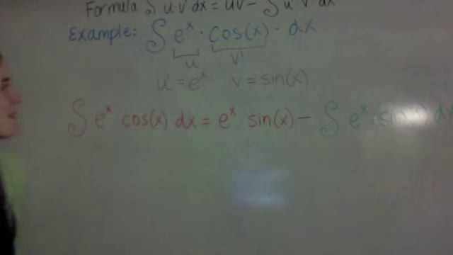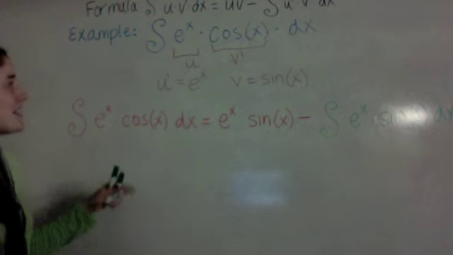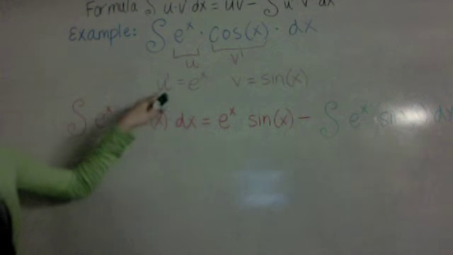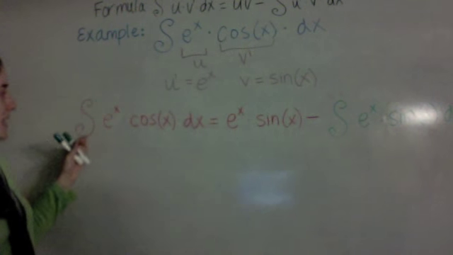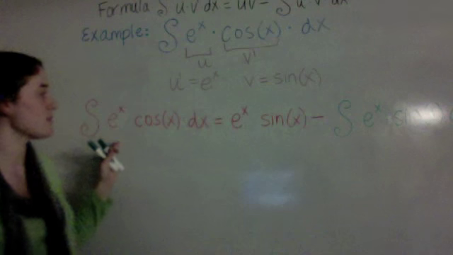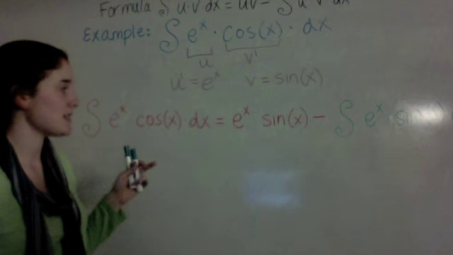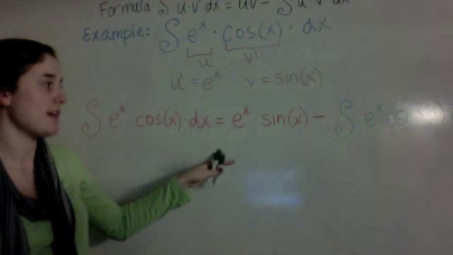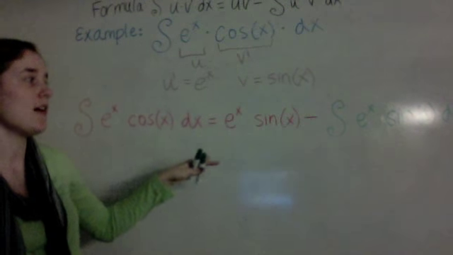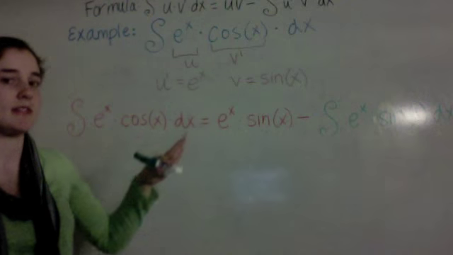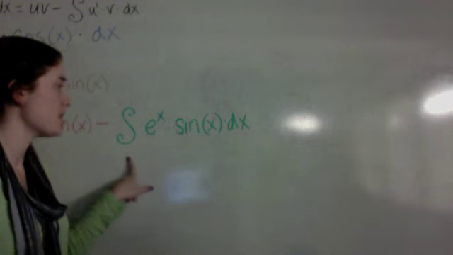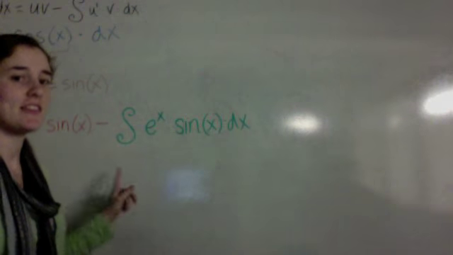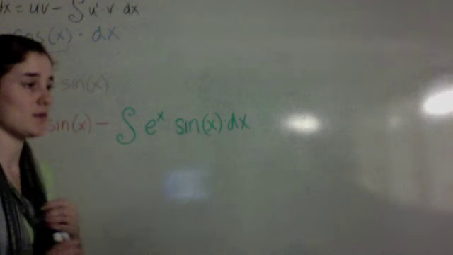Let's do that. Okay. So this is the problem that I'm using, and I assigned my u and my u prime, and my v prime and my v. And so when I plug it in, I get the integral of e to the x times cosine of x times dx equals e to the x times sine of x minus the integral of e to the x times sine of x times dx. So I put this last part of the equation in a different color because this is where I get stumped, and I was wondering if this is where you could help me out.